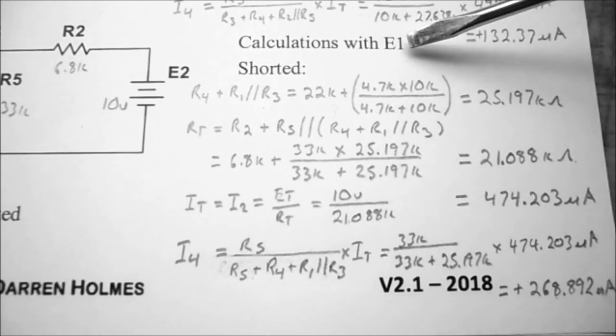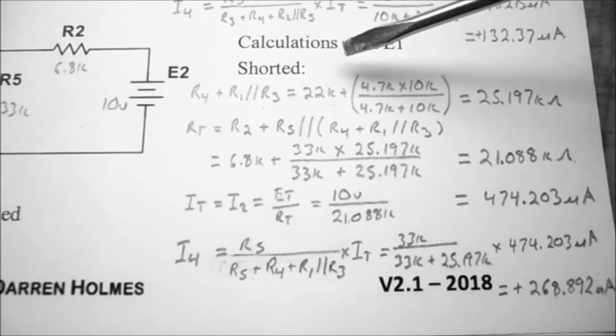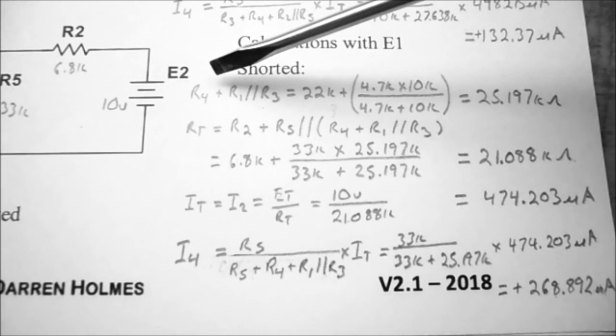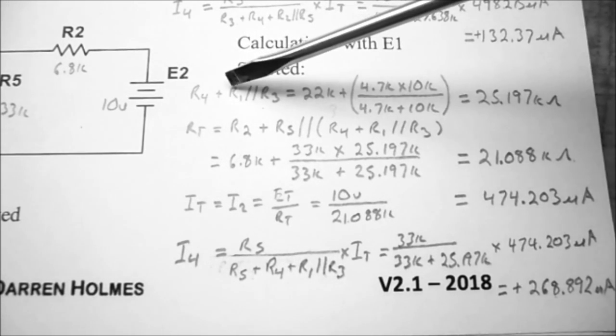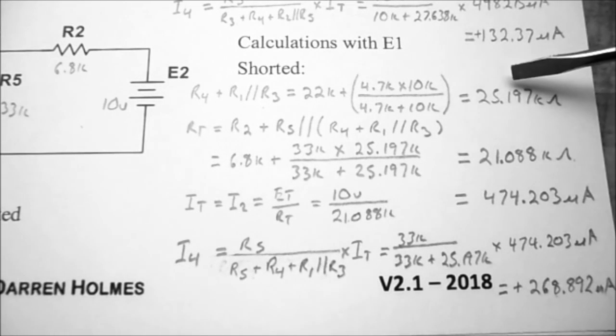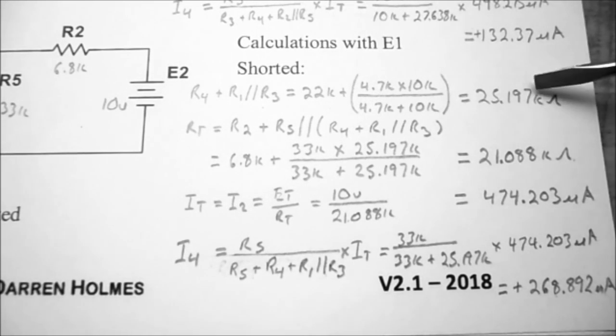So looking at our calculations with E1 shorted, the first thing I'm going to do is find out what R4 plus R1 in parallel with R3 is equal to, and that equals 25.197K ohms.